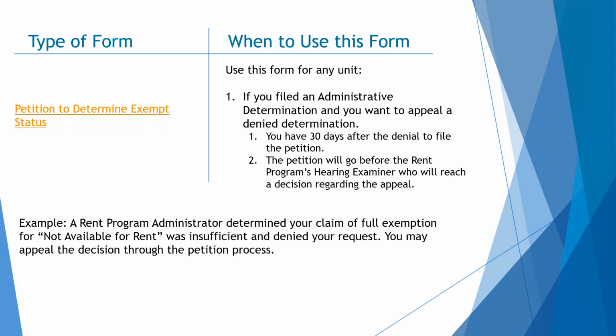The final form is called the Petition to Determine Exempt Status. You would use this form if you filed an administrative determination and your change of status was denied. You may file this petition to appeal the denied determination. After receiving the denial, you would have up to 30 days to file your petition. The petition would go before the rent program's hearing examiner. Example: a rent program administrator determined your claim of full exemption for not available for rent was insufficient and denied your request. You may appeal the decision through the petition process.